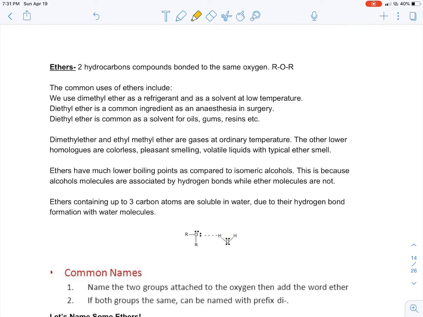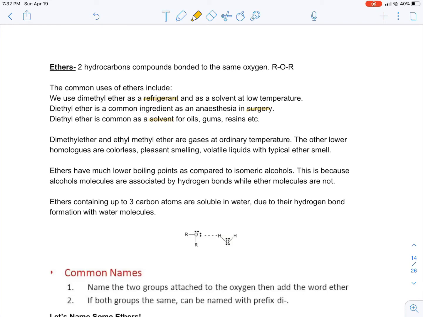They're going to use it as a refrigerant also, and they're going to use it in surgery, and they're going to use it as a solvent. Another thing they do with it is they use it to start cars. So if you have like a diesel car and it won't start, they spray ether into it, and that ether is very flammable and will help get the engine started.